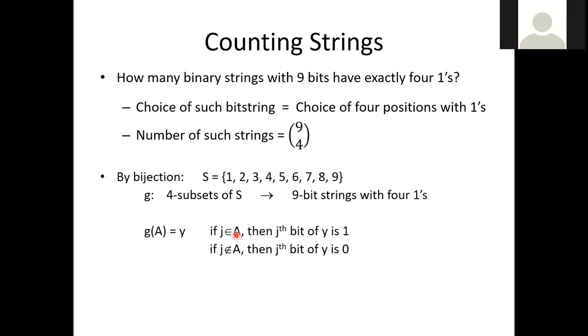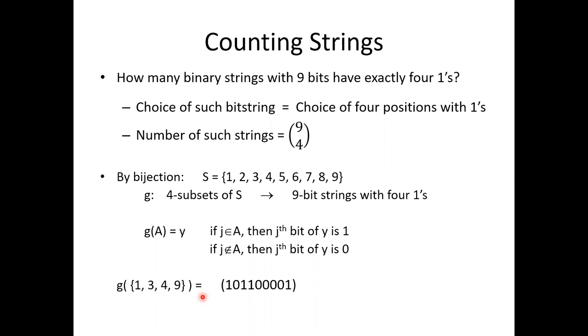Because like this, if some index is in the subset, so let's call this subset A, it has 4 elements and they're all from here. So a given index can be either in the subset or not. If it is, then the corresponding bit of the string is 1. And if it's not, then the bit is 0, right? So let's say I chose indices 1, 3, 4, 9. Well, that would be the bit string, right? At exactly position 1, 3, 4, and 9, it has 1, 0 everywhere.